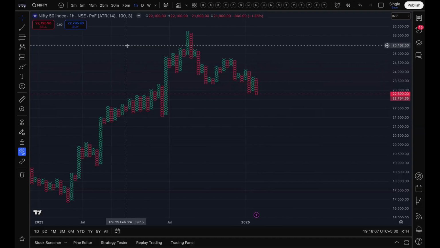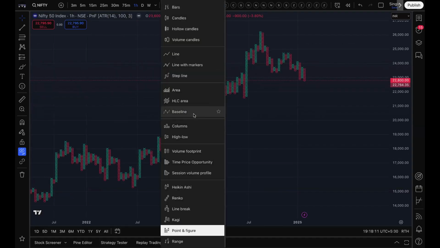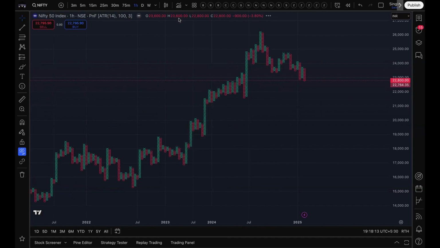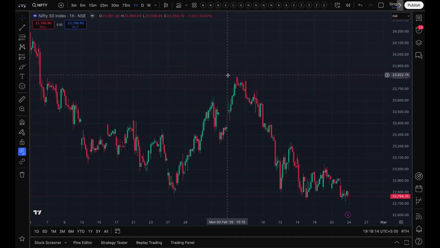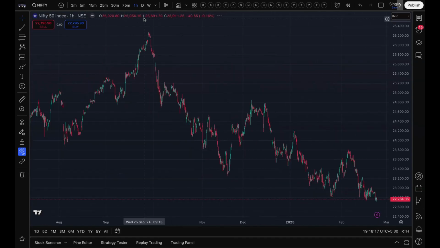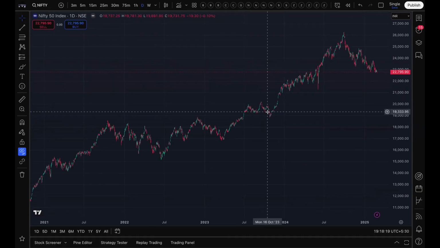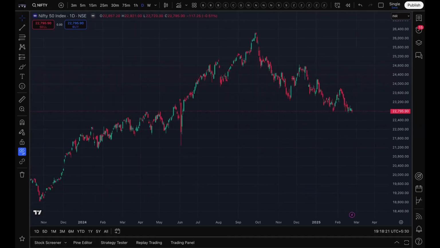Okay, but wait for it. Once you do 4.4, then Soviet will be able to explain the point and figure chart in a much better manner, because he uses point and figure charts, and he'll be able to explain to you exactly how you can use it for trading.